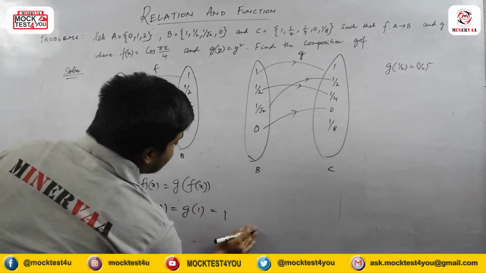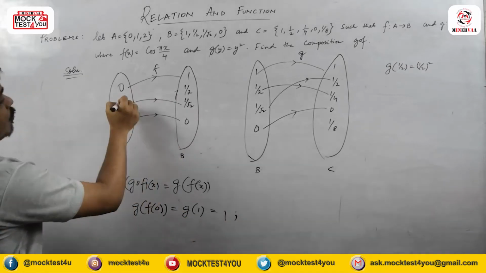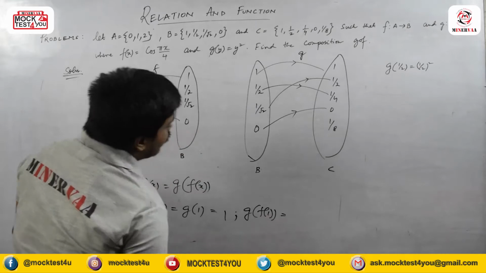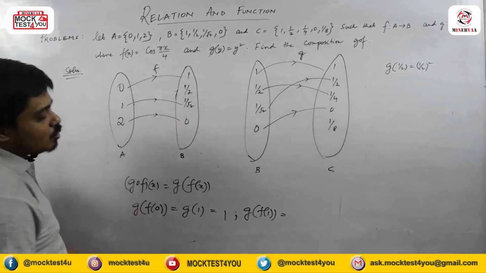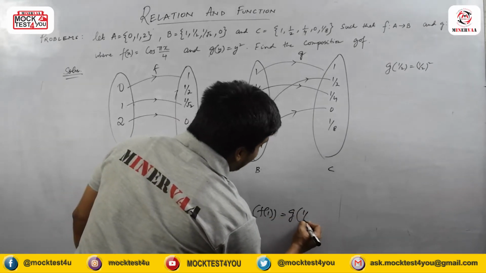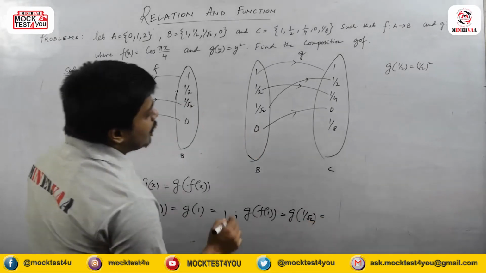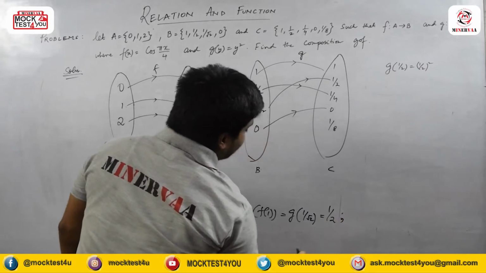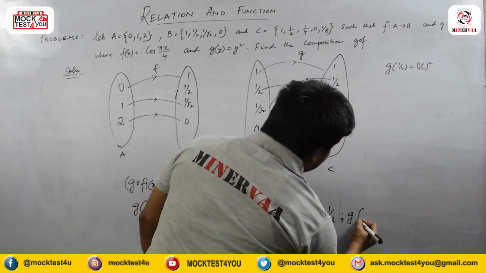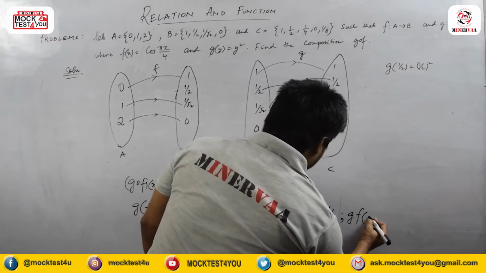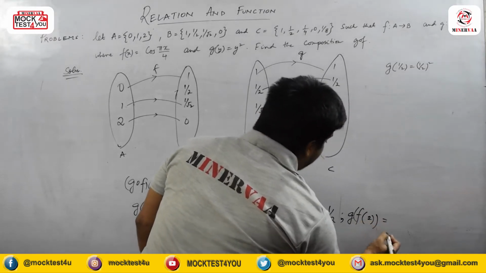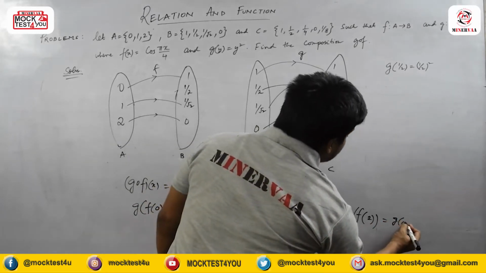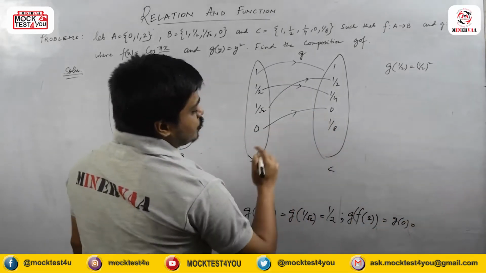Now the next element is 1. So g of f of 1 is equal to what? Now f of 1 is 1 by root 2. So I will write g of 1 by root 2. And g of 1 by root 2 is how much? That is 1 by 2. Now the last element, g of f of 2. f of 2 is equal to 0. So g of 0 is equal to 0.